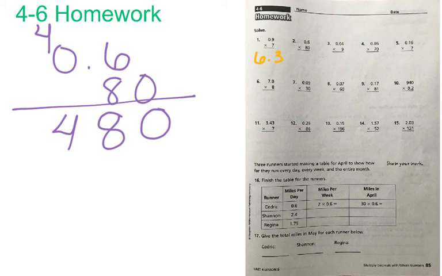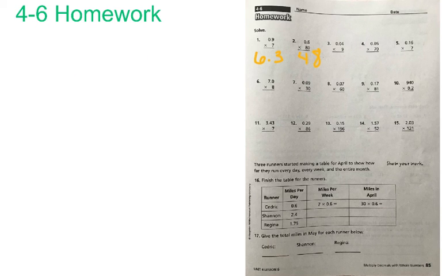I need to go in and see how many numbers are to the right of the decimal. Here's my decimal, and I have one number to the right. So I'm going to start here, and I'm going to move my decimal in one place. My answer here is going to be 48. Let's look at number 3. We have 0.04 or 4/100, and we're multiplying that by 9.